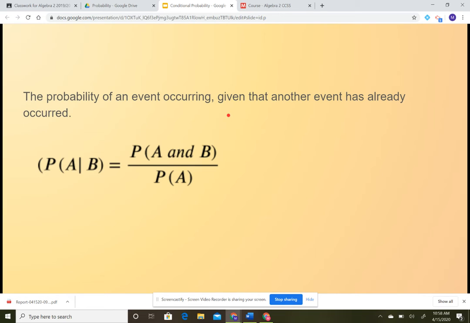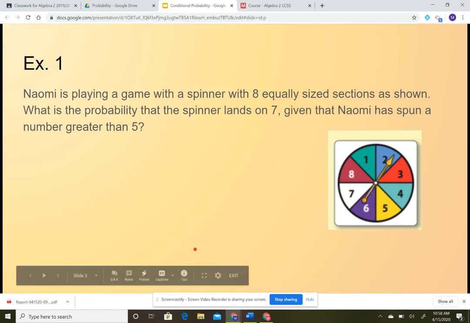So how you figure those out is you have the probability of both of the events together over the probability of whatever is after the words "given that". So let me show you what I mean.